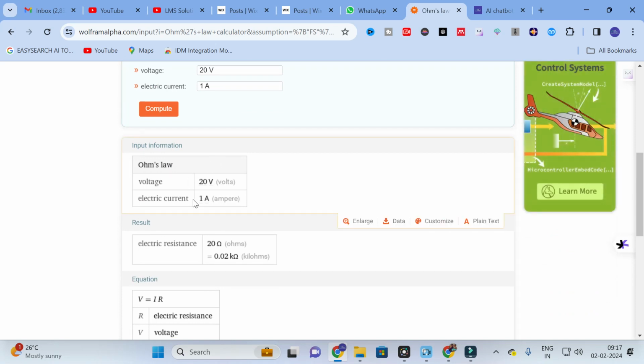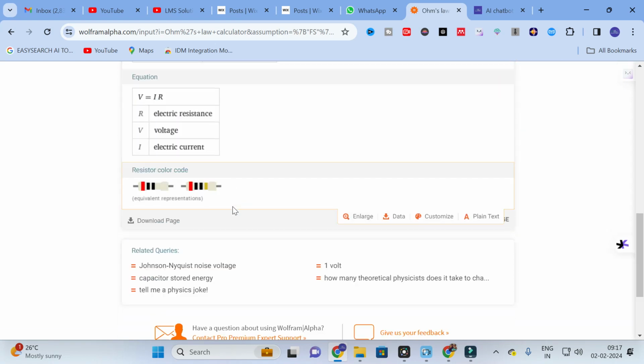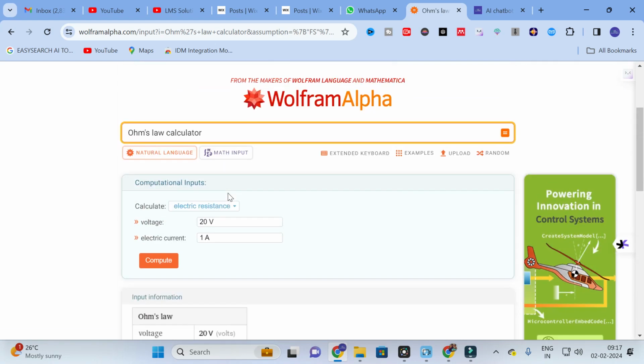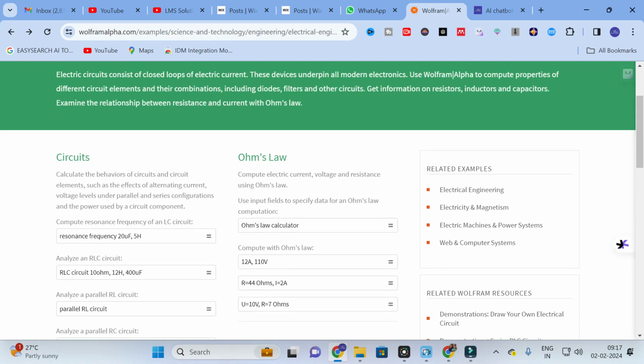So here you can see the voltage, the electrical resistance is changed. You can see here 0.02 kilo ohm. So like that it will change the content according to the input you are giving. So here you can calculate voltage also, and then you can calculate electric current also, whatever you want you calculate. So this is useful for you to analyze, and you can design the data for your circuits also.